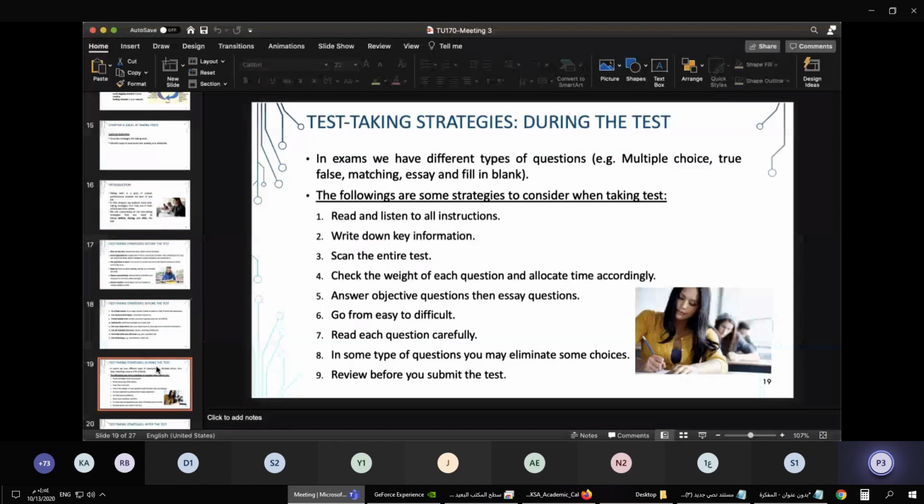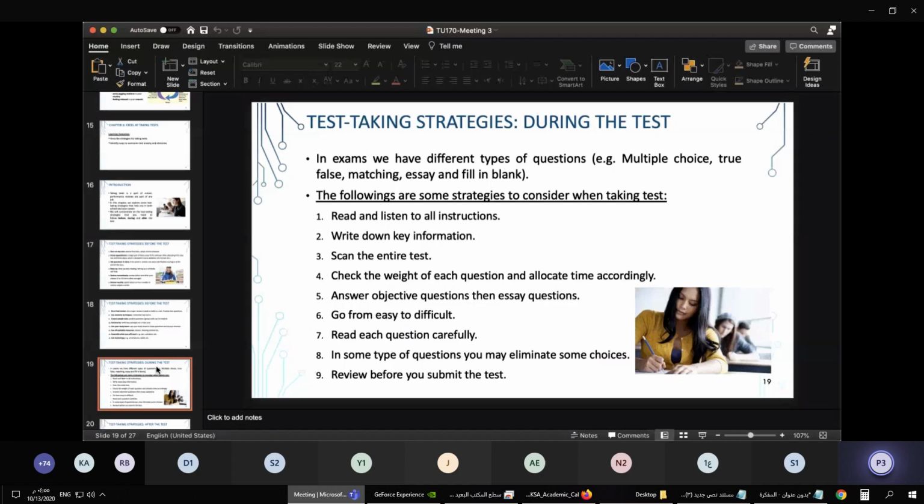Check the weight of each question and allocate time accordingly. So you find questions that have more weight for marking, and you spend more time on these questions. Answer objective questions, then easy questions. Go from easy to difficult. The objective questions are the ones you can answer in one sentence. Then you go ahead to essay questions, where you need to express the information and write an essay. Go from easy to difficult.